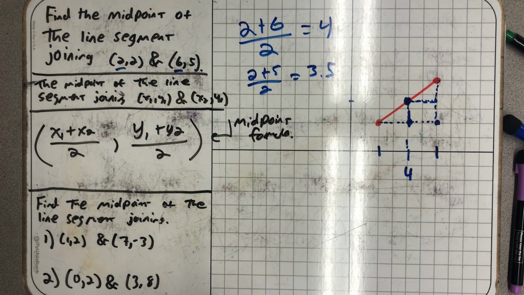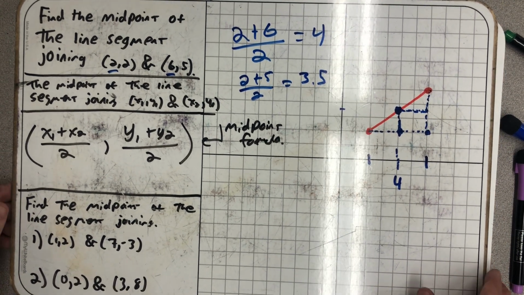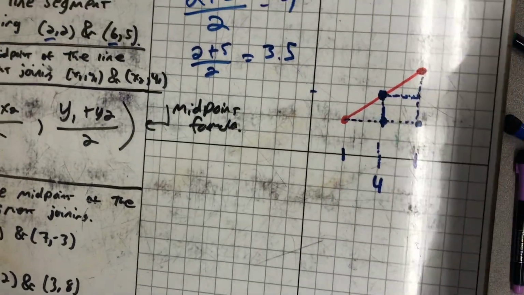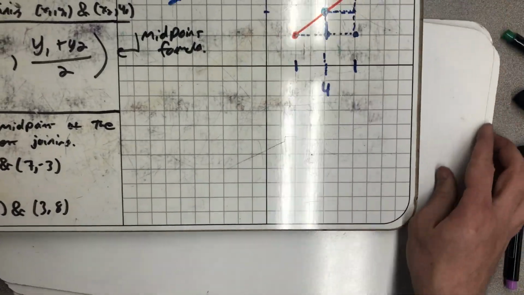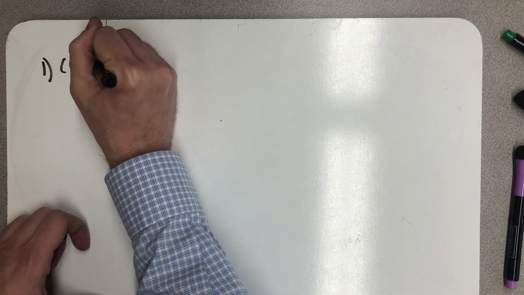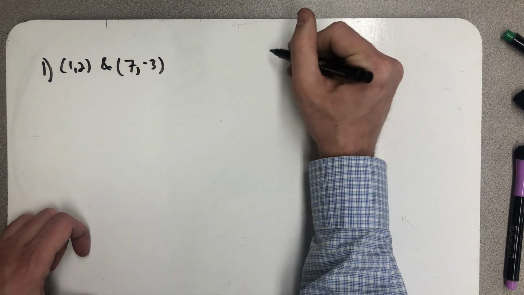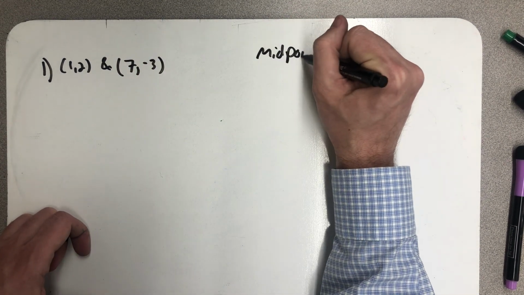So now, I'd like to do two examples. We're asked to find the midpoint of the line segment that joins 1, 2 and 7, minus 3, and then 0, 2 and 3, 8. We're just going to apply this midpoint formula. All right, so let's take a look. That first problem gives us 2 points, 1, 2 and 7, minus 3. And we're going to use the midpoint formula.